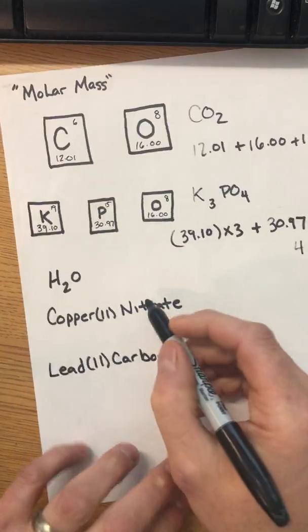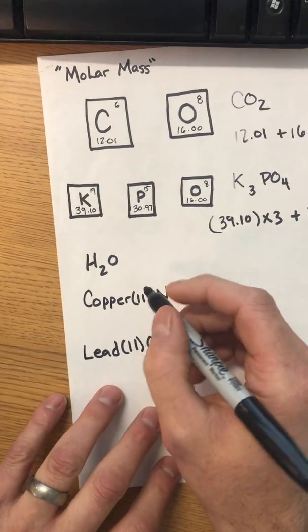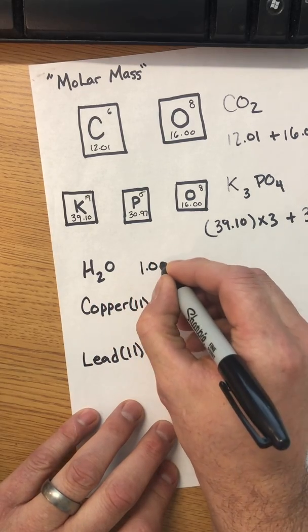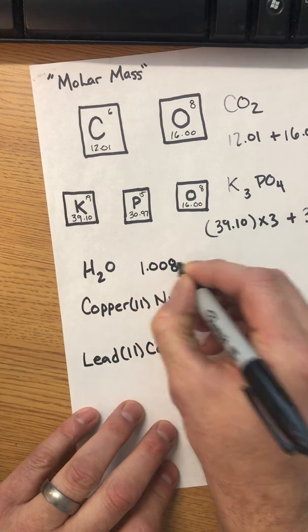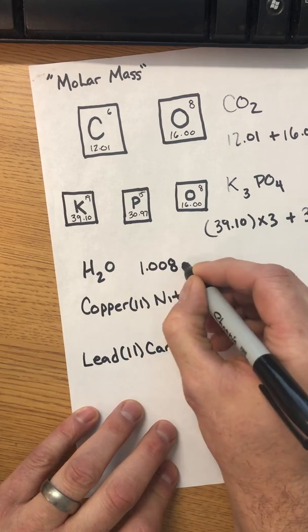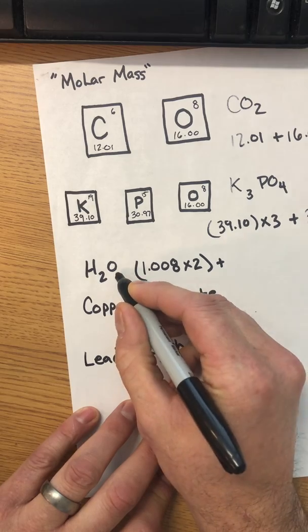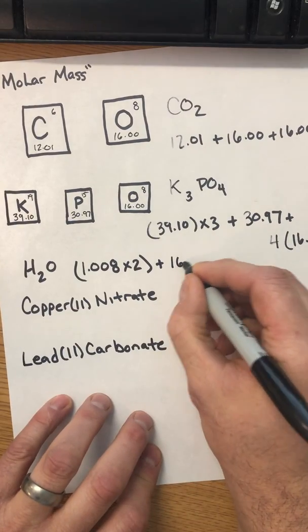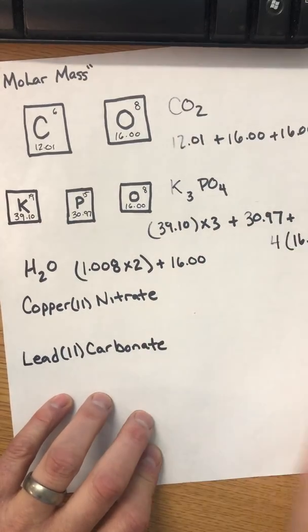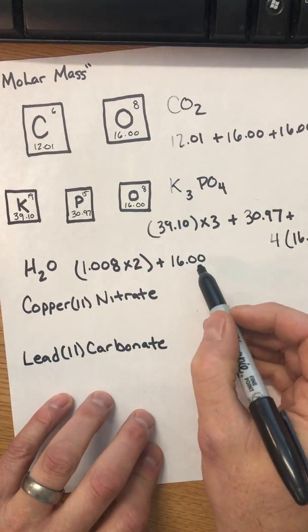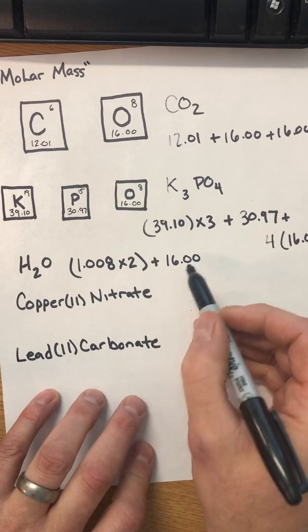Okay? H2O, now it's probably getting easy for you, but the mass of a hydrogen is 1.008, and then we have 2 of those, right? And then we're going to add that to the mass of just a single oxygen, which is 16 again. And so, you just add them up. Again, here we're limited in our decimal figures by 2 decimal places.